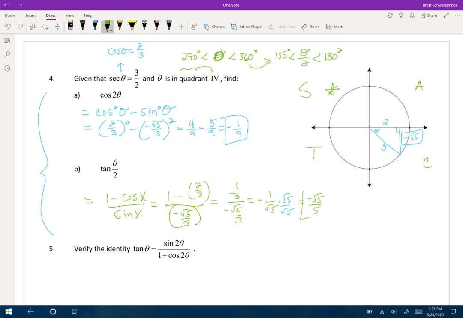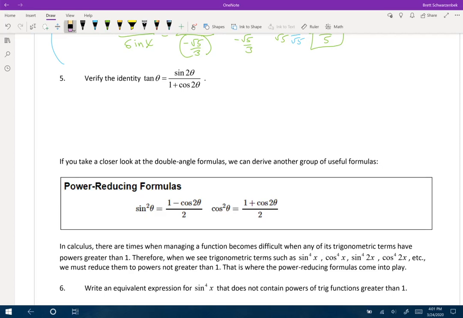So to be clear, notice the answer is negative. So the problem sorted it out for you, whereas if it was sine or cosine, it wouldn't sort it out for you. So you would have had to have done this computation in order to determine what the sign would be for that calculation. Okay, so how about an identity verification problem using these formulas?